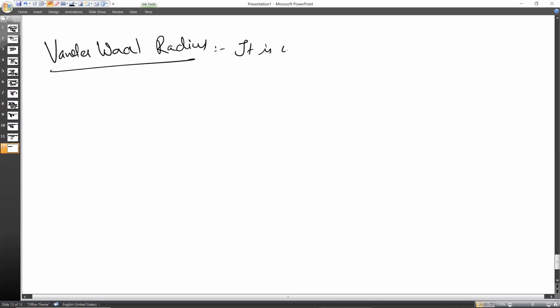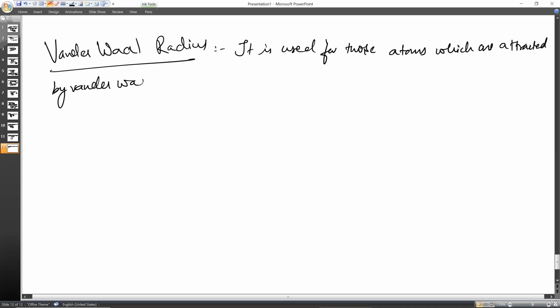So we can say that it is used for those atoms which are attracted by van der Waals force. Okay.